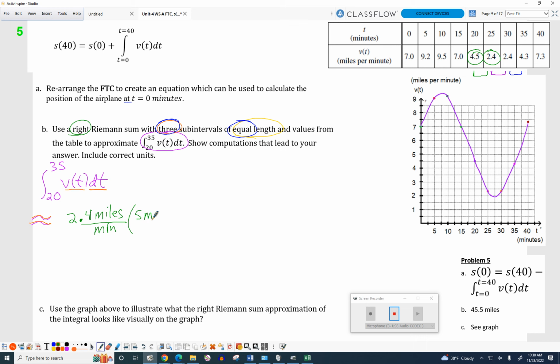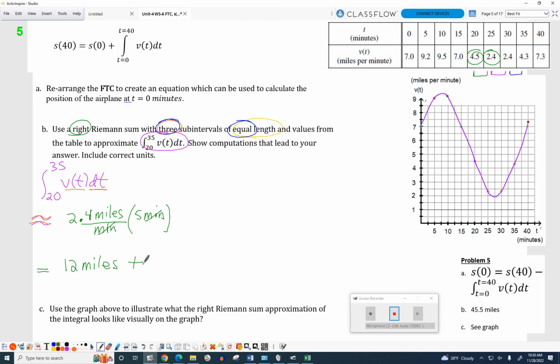And again, the minutes divide out, which is what we want. So I know I've got the right units here. I can't do that one in my head. 2.4 times 5 would be 12, yeah? So the displacement for the first 5 minutes is 12 miles. Questions?